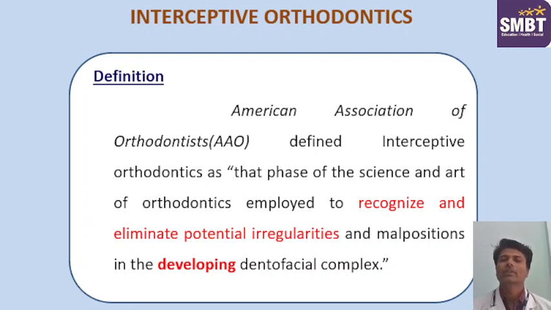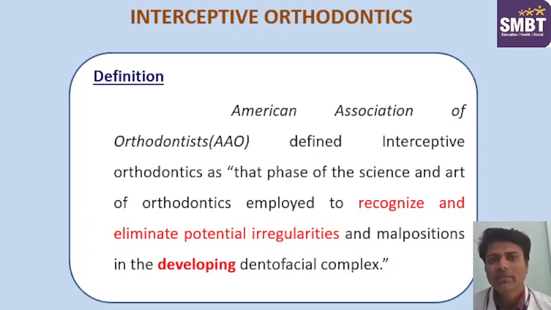So, what is interceptive orthodontics? The American Association of Orthodontists defines interceptive orthodontics as that phase of the science and art of orthodontics employed to recognize and eliminate potential irregularities and malposition in the developing dentofacial complex. So we have to identify and eliminate the malocclusion when it is in the developing stage.